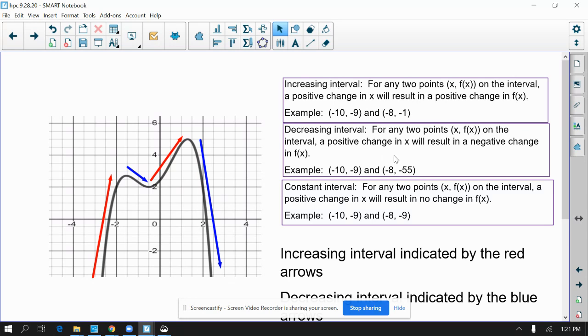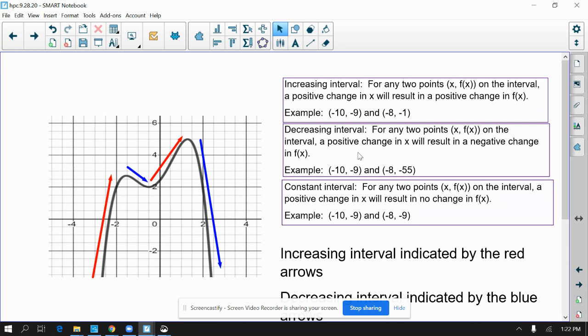And a decreasing interval is where, between any 2 points in this interval, if the x values are increasing, so -10 to -8, that's an increase in the x value, look at the y values. The y values are decreasing, -9 way down to -55. So if that occurs, then that interval is decreasing.